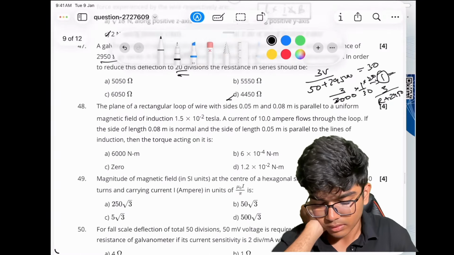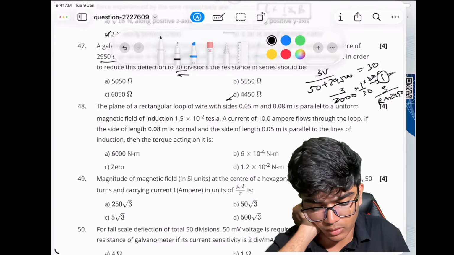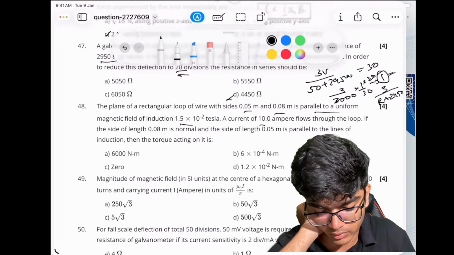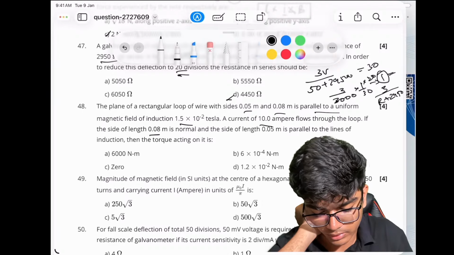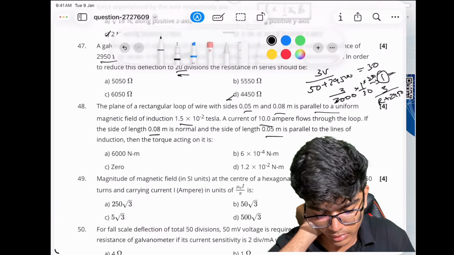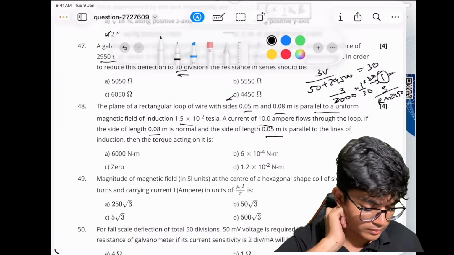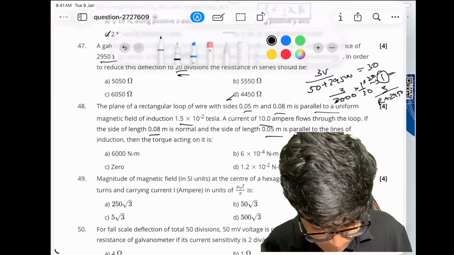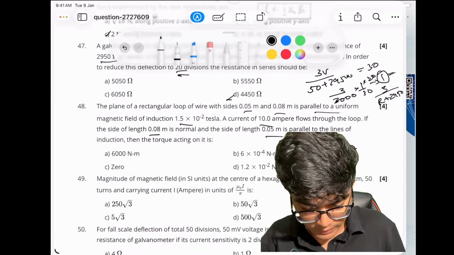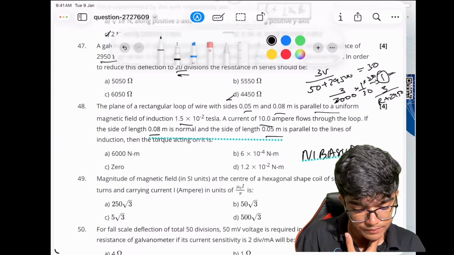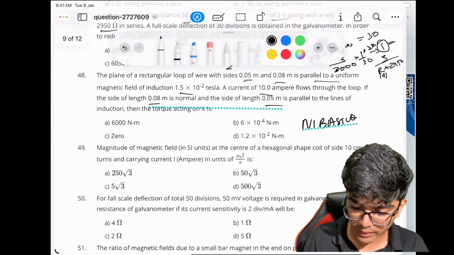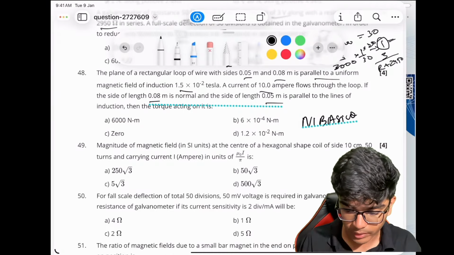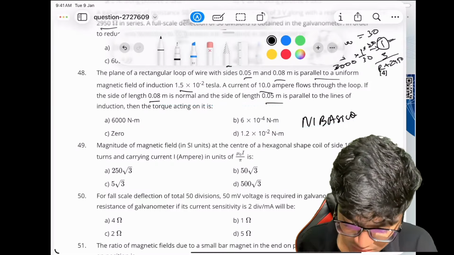Very simple. Okay, a rectangular loop is given, side given, area parallel to magnetic field of induction, current is given, side length given, torque acting on it. That is torque acting on it is n I B A sin theta. n is given, I is given, B is given, A is given, sin theta is given. Sin theta is also 1. Now it is perpendicular. Okay, solve. Easy question.